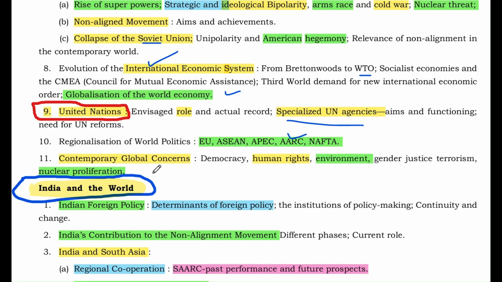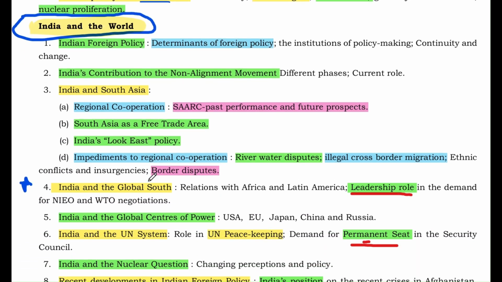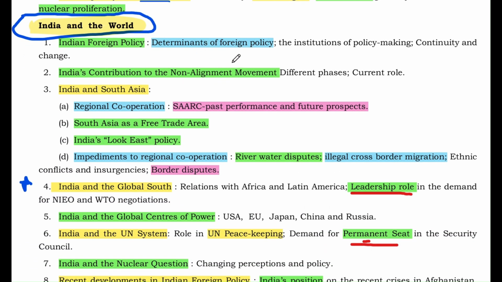So, contemporary global concerns. इन ग्लोबल मीन्स वर्ल्ड में क्या क्या कंसर्न्स है, या ह्यूमन राइट, एनवायरमेंट, डेमोक्रेसी, या जेंडर जस्टिस, टेररिज्म और न्यूक्लियर प्रोलिफरेशन, इनके रिलेटेड क्वेश्चंस आते हैं. इसके बाद जो पेपर टू में बी सेक्शन, इसमें इंडिया एंड वर्ल्ड को कंपेयर किया जाता है. इंडिया की फॉरेन पॉलिसी, उसके डिटर्मिनेंट्स, यही क्वेश्चन आया था, डिटर्मिनेंट्स ऑफ फॉरेन पॉलिसी.